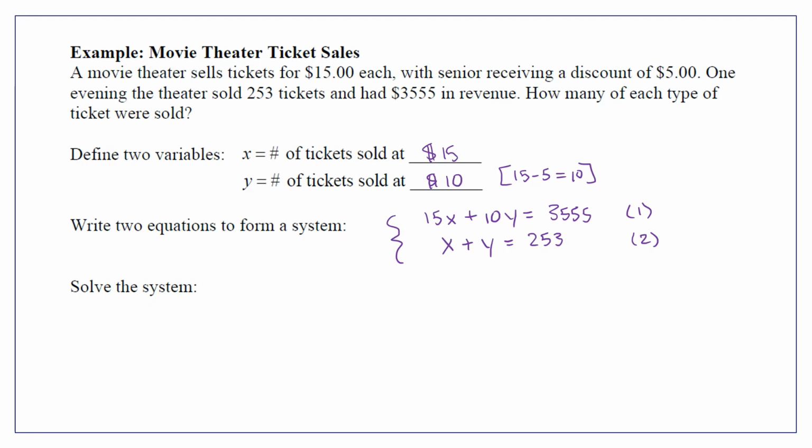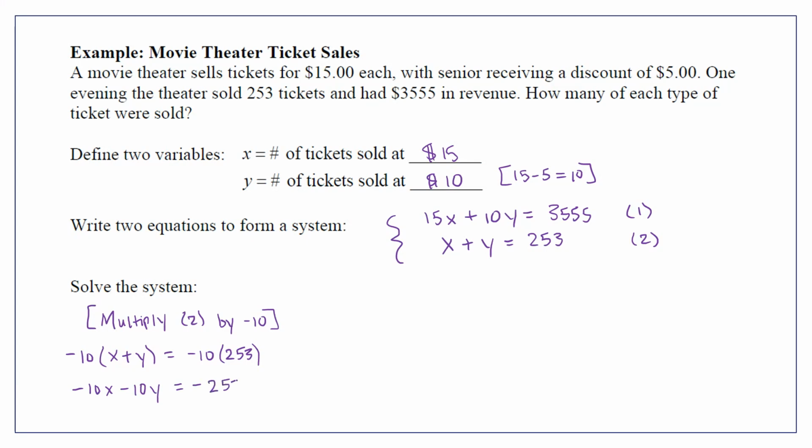Okay? So, let's multiply equation 2 by negative 10. That way, we are able to eliminate the y variable. So, negative 10 times the left-hand side and negative 10 times the right-hand side. Simplifying, we get negative 10x minus 10y equals negative 2,530.